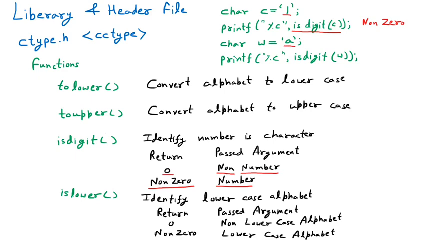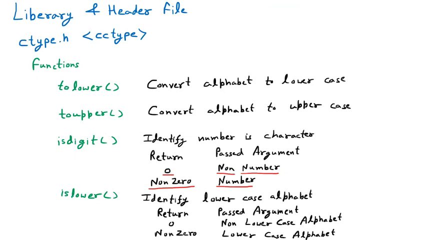A is a character which is not a number, so the isdigit function is going to return 0 in that case. Now with the help of this we can make a very good program. If I give you a small program example, then please pay attention here. I'm taking a small example to make you understand the usability of this isdigit function.